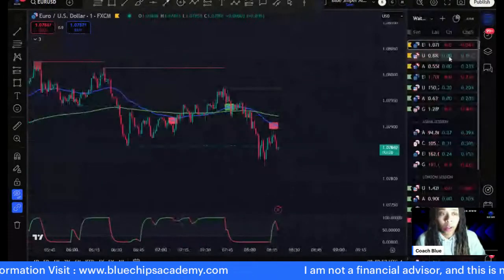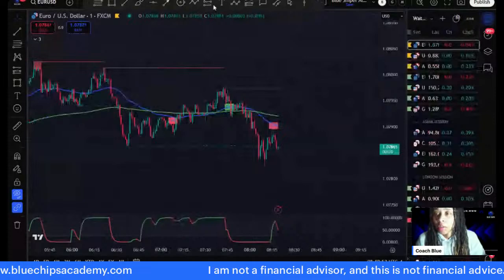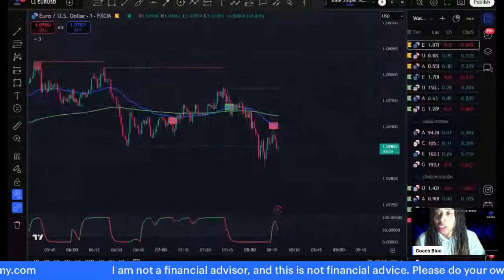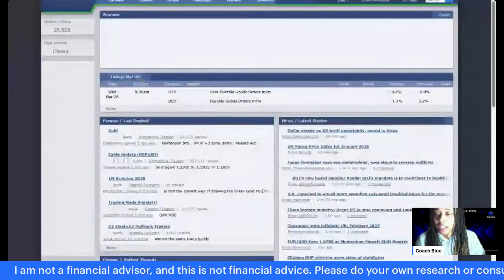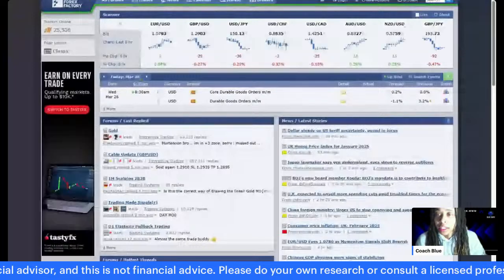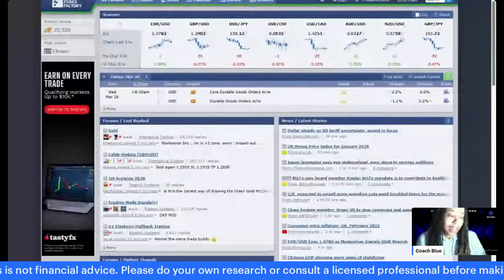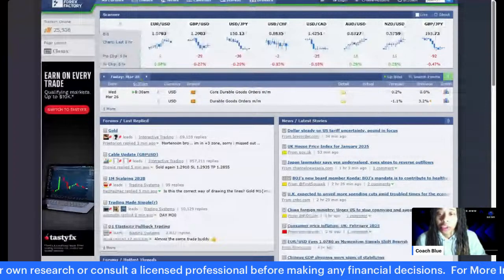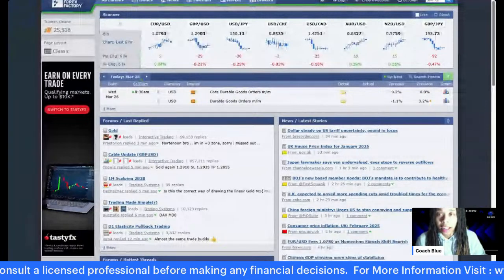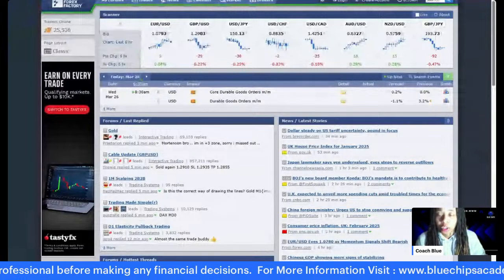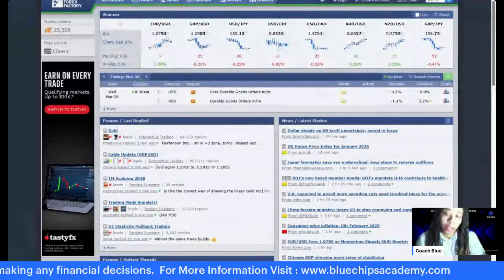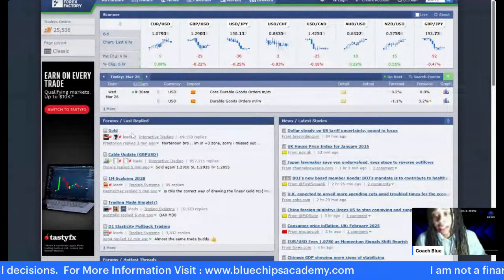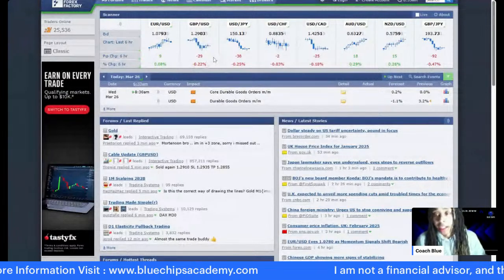So let's go to, and for those of you who aren't familiar, you want to make sure that you check the news every day. This is forexfactory.com. You want to make sure you check the news every day before you trade, because the news affects the market. It can affect the market drastically. All right, so again, this is forexfactory.com where you want to check that.